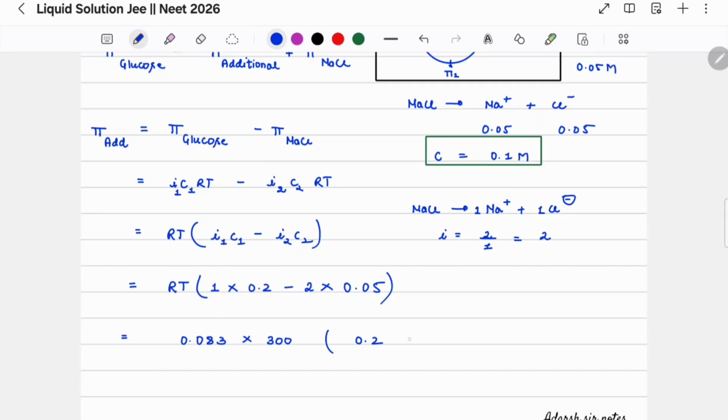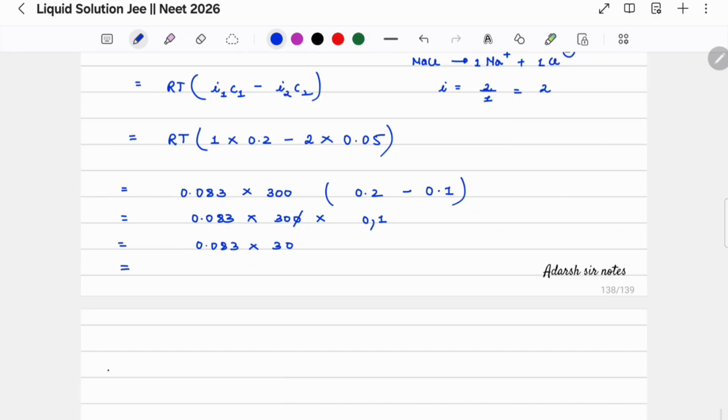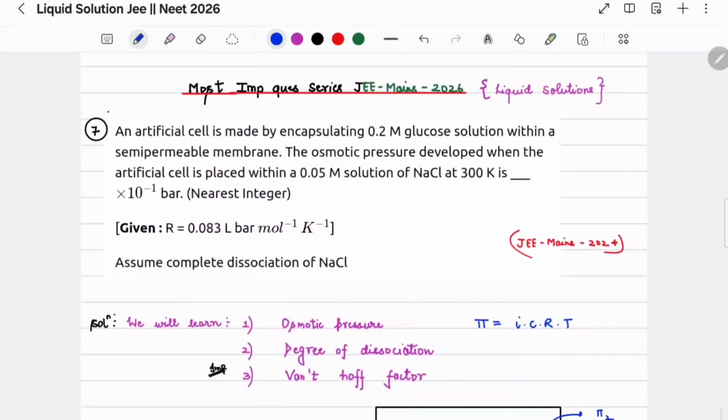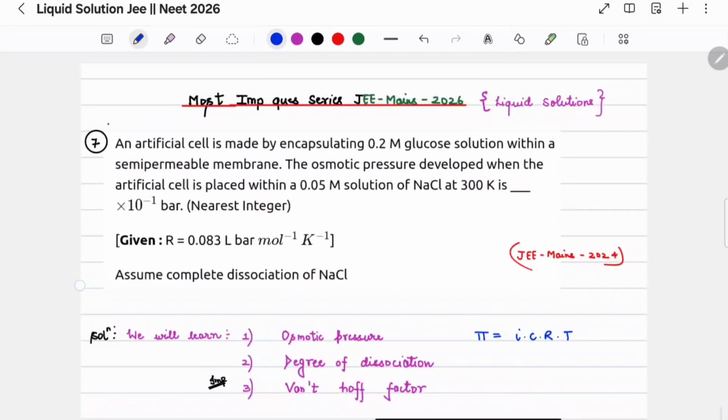Now 0.2 and this will be 0.1. So now finally we solve the question. 0.083 into 300 into 0.2 minus 0.1, how much did it come? 0.1 decimal. So a 10 will go. So what am I going to get? 0.083 into 30. This I have already done by calculator. You can calculate and check whether I have done it right or wrong. It is coming 2.5 bar. How do I know it is bar? Because my unit was liter bar. There is no atm, that's why I directly wrote bar. So 2.5 bar came.